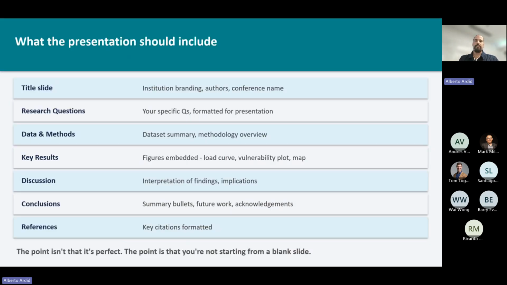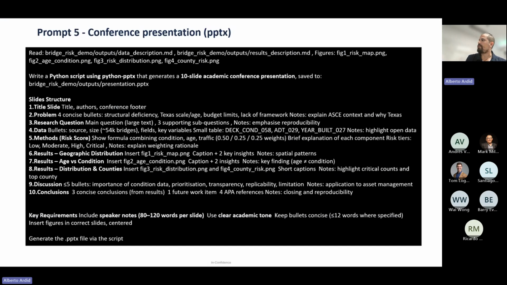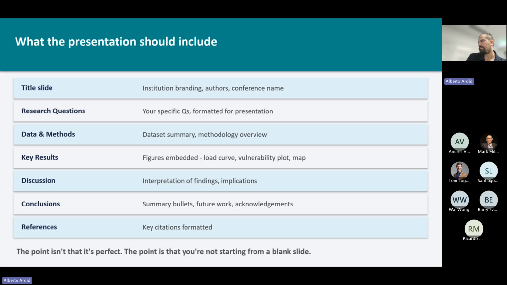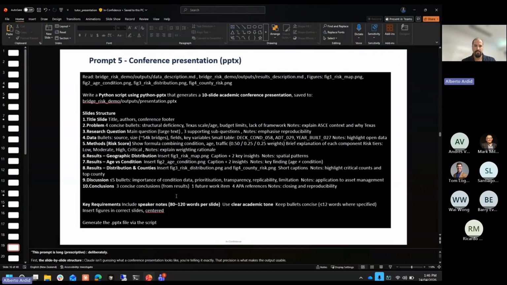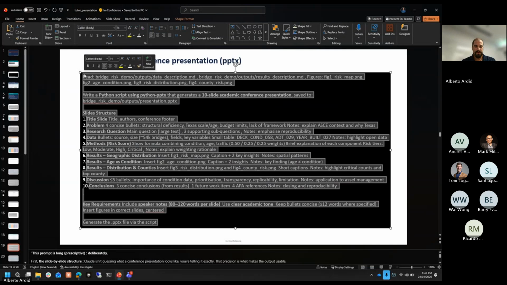The next prompt that I will run for the presentation is a prompt that indicates the typical structure for a presentation: the title, research question, data, method. This is more for a conference, I guess. Key result, discussion, conclusions, and references. And the key thing is what I point at the bottom: you're not starting from a blank slide, you're starting from something that is already developed. So I'll keep that prompt, copy and paste it so we can run it later.